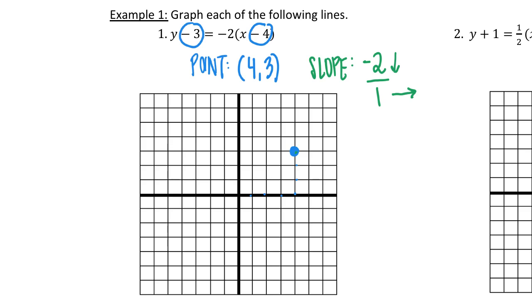Go back to your point, 4, 3. Go down 2, right 1. You can also do the opposite. Go up 2, left 1. When you have enough points to connect across your page, do that, putting arrows on the end. You'll notice that this equation has a negative slope. One quick thing to check, this graph is falling, so it has a negative slope as well.